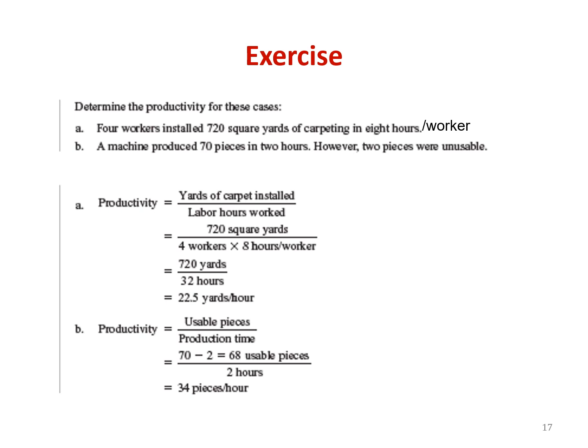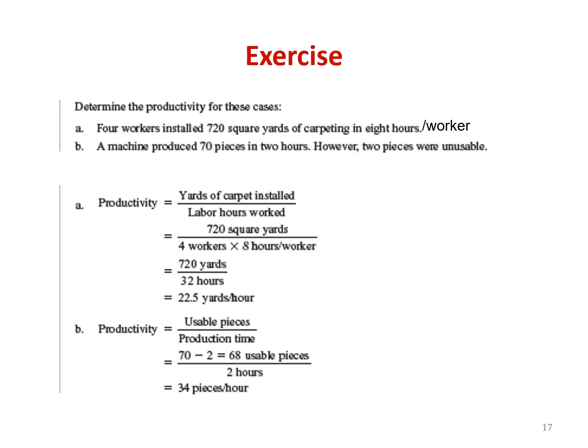So the first thing you have to do is take the total area of carpet that has been installed, which is 720 square yards, over the 4 workers. The 4 workers are working 8 hours per worker, so you multiply 4 by 8 and you will get 32 hours. So the labor productivity here is 720 over 32, which is 22.5 yards per hour.